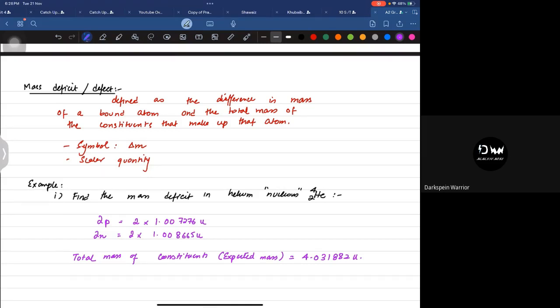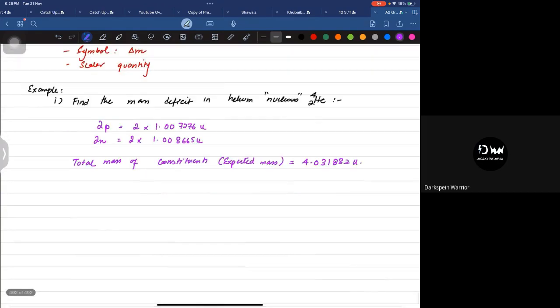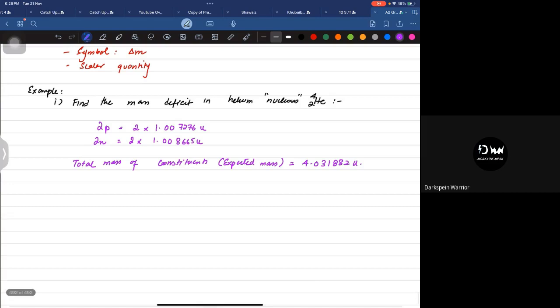Example question. All right, kids. Now, however, when you weigh the actual mass of helium nucleus, we get it as 4.001508. Now, as you can see, there's a difference in mass. We expected it to have higher mass than what it has in reality.